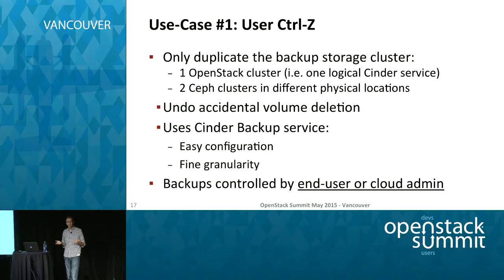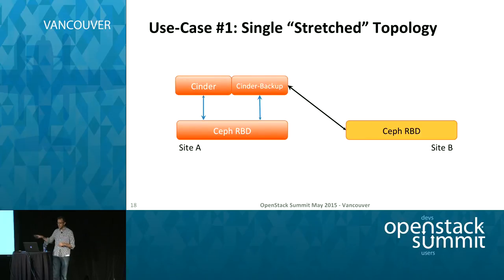So here you're going to take one OpenStack cluster, keep it in site A, but you are going to provision two separate Ceph clusters in different physical locations, one which is the origin and one which is going to be for the backup. Whilst this has been designed for end users, we have some ways of allowing the admin to take advantage of it as well. So here's a very simple map of the topology. And yes, it's simple, which means it's simple to set up. You're just relying on the API.